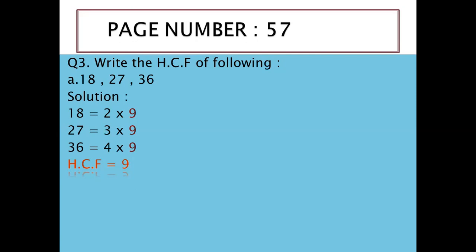So we directly calculate. What are the factors of 18? 2 9s are 18, 3 9s are 27, 4 9s are 36. And we see that 9 is common in all these 3 numbers. So HCF of these numbers will be 9 because 9 is the common factor and the highest common factor in all these 3 numbers.